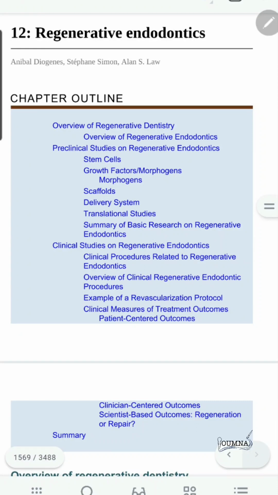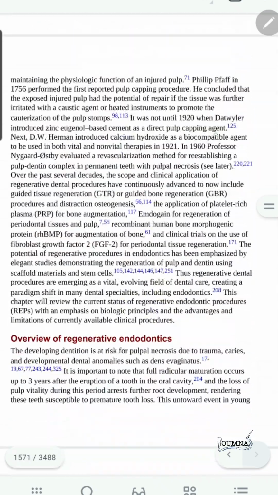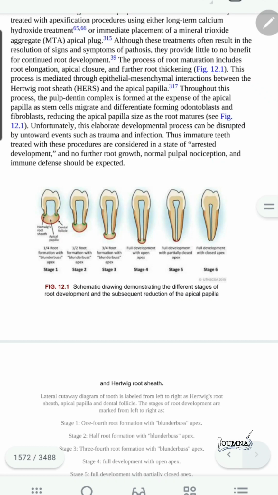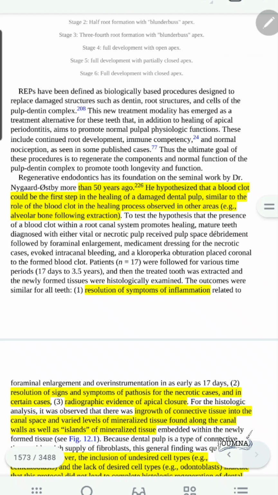Welcome to our episode titled Regenerative Endodontics. The purpose of this procedure is that when the pulp of a developing tooth becomes necrotic and the apex is open, we do a procedure that will induce the continuation of the root formation. So we will talk about how we do it and the steps of it.